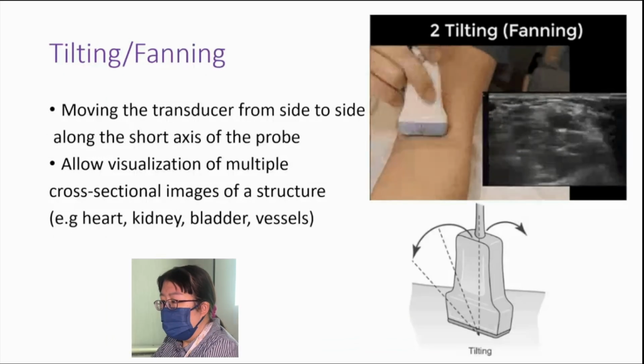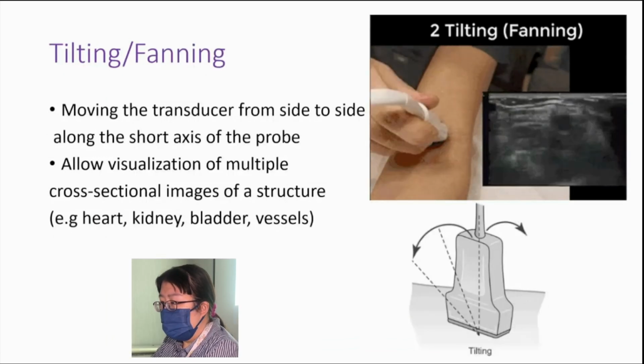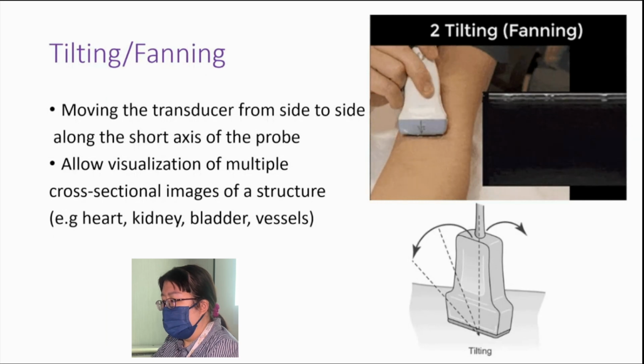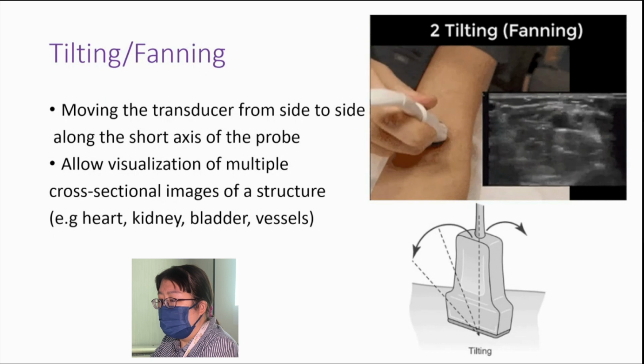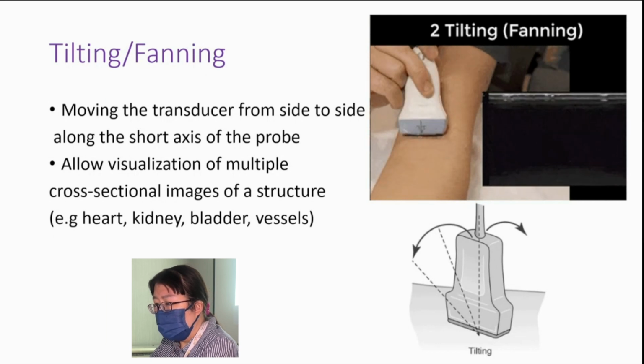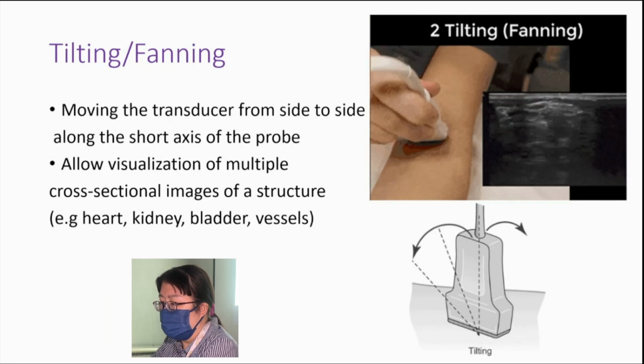Tilting or fanning is moving the transducer from side to side along the short axis of the probe. At the same time, it will also alter the angle of inclination away from 90 degrees. So this will allow us to visualize multiple cross-sectional images of a structure.